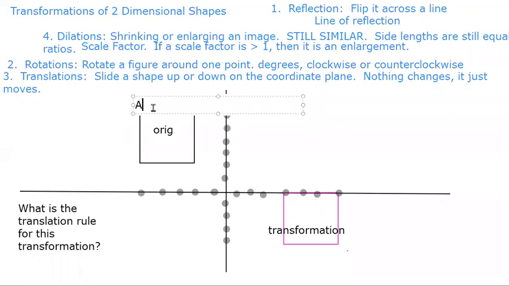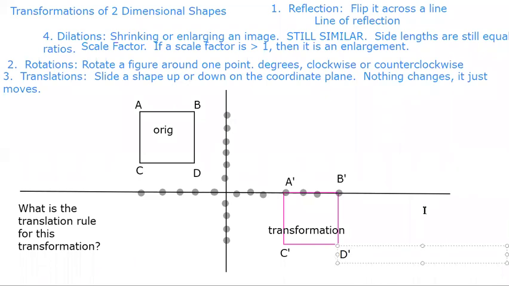So we've got A, B, C, and D. Well, in the other shape, we have A prime. Now remember, all you can do is scoot. You can't just slide across the coordinate plane. You can't flip it, rotate it, reflect it, shrink it, enlarge it, nothing. These translations are the easiest ones to study.